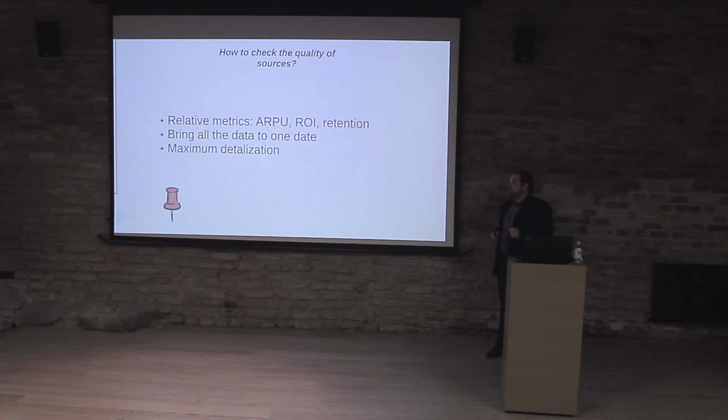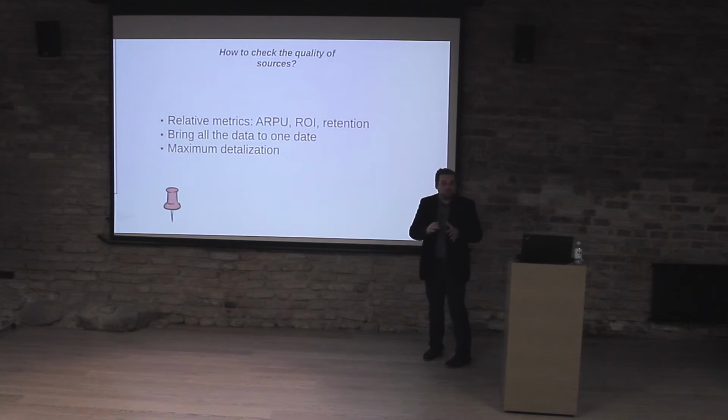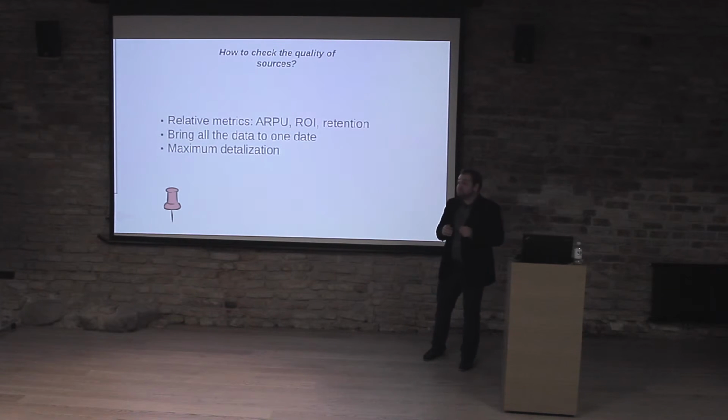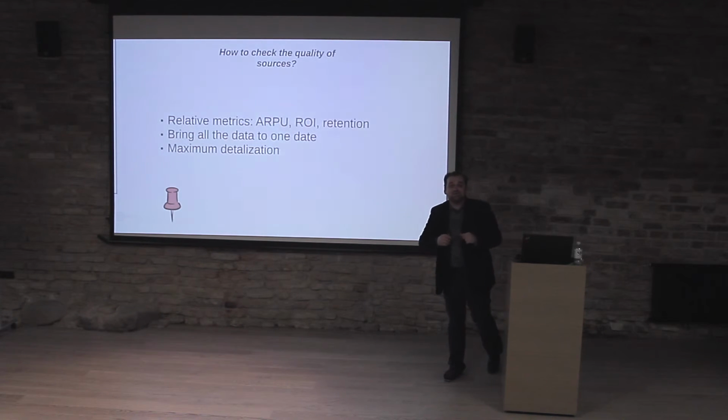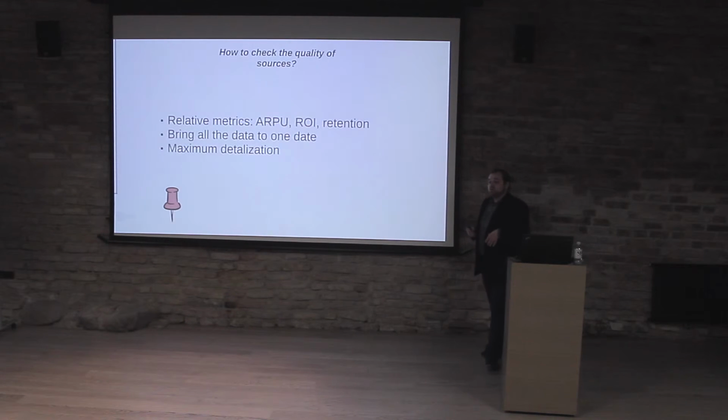How to check the quality of traffic sources? My recommendation: if you compare two different traffic sources with each other, use relative metrics, such as average revenue per user, return on investment, and retention. And don't forget to bring all the data to one date. What does it mean? Imagine that one campaign started in August and the second campaign started in September. So it's wrong to compare them in October, for example. You need to bring them to one date and calculate the relative metrics for these campaigns from one date, from the zero point.